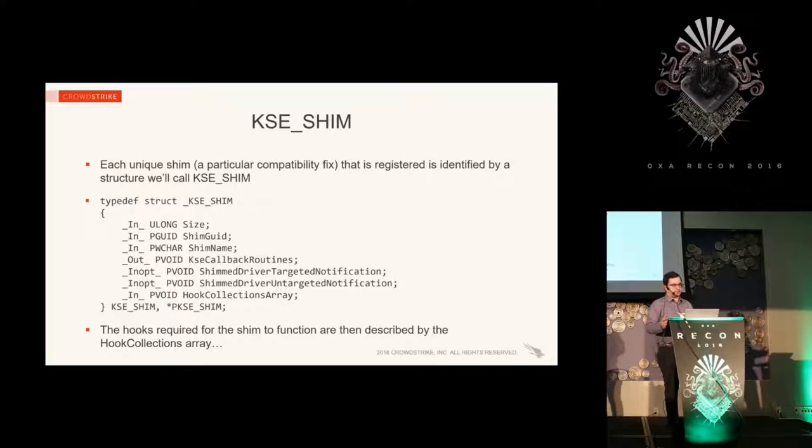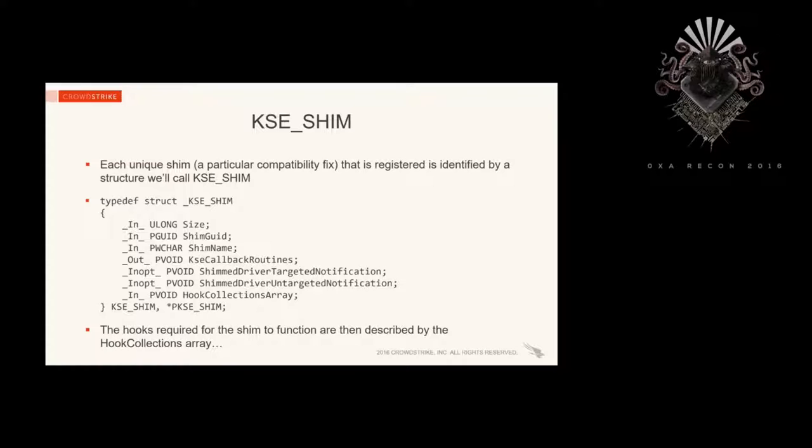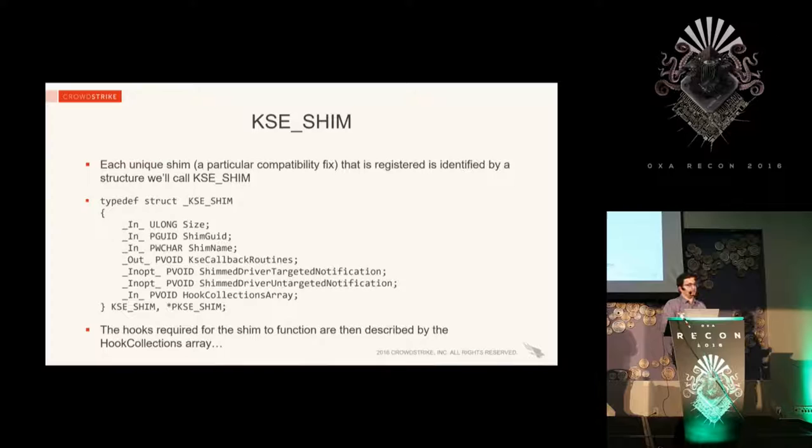Fairly easy to reverse. So basically we have the size of KSC shim, a GUID, and a name. Now, the name of the shim that you're registering and the GUID of the shim you're registering must match one of the shims in the SDB file. And the SDB file has your shim name and your GUID. So you can't register, I mean, you can register an arbitrary shim, but nothing will use it because the SDB file won't actually match up to that. Then you get some callback routines, and we'll see what those are useful for.